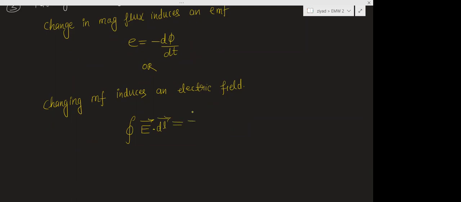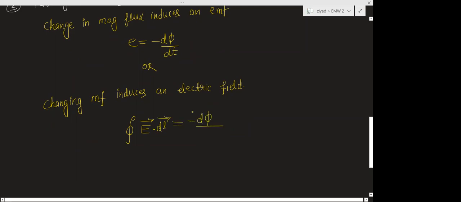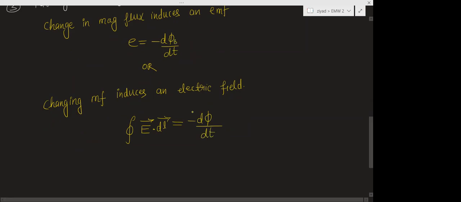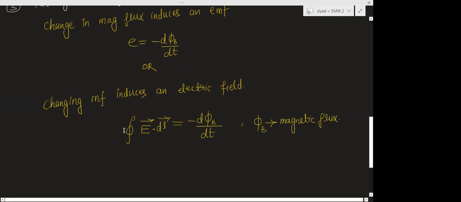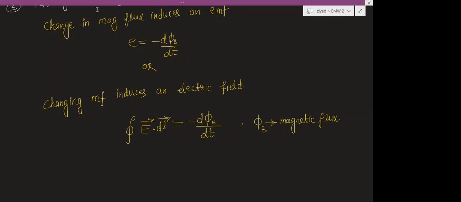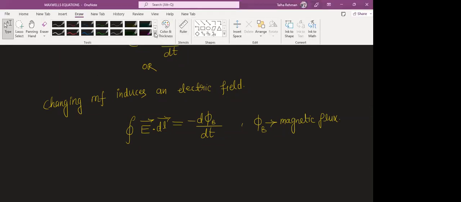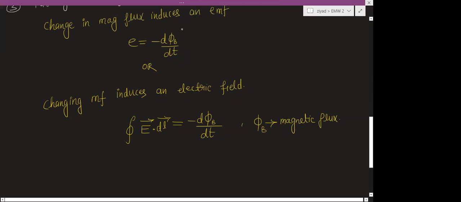equal to minus d phi by dt, and phi here is phi B, representing the magnetic flux. So basically, this is the third equation of Maxwell.